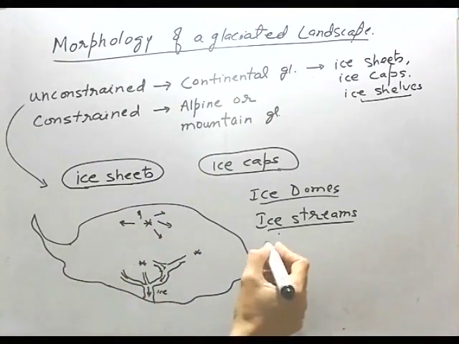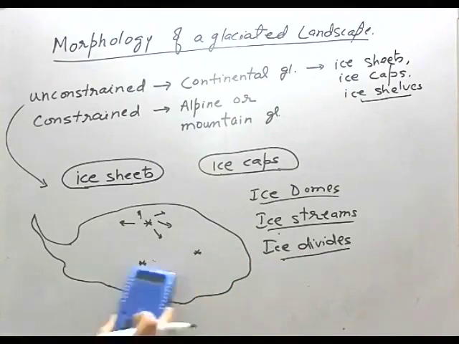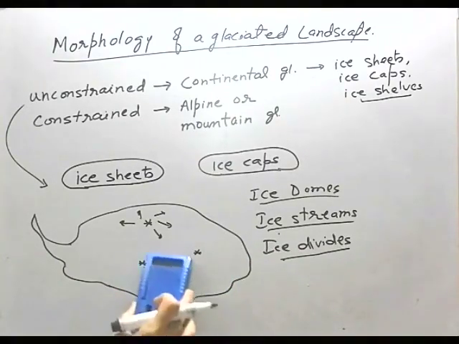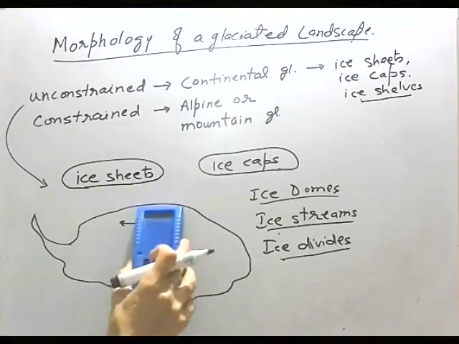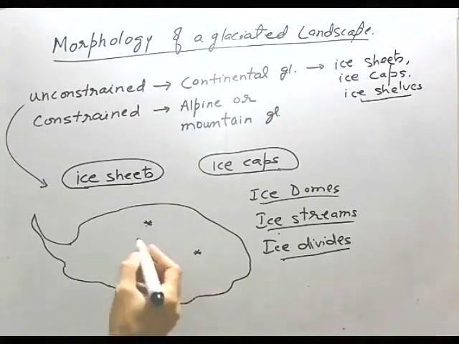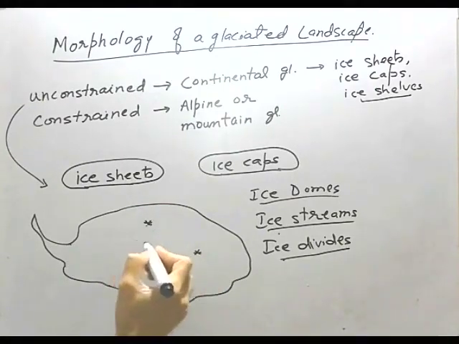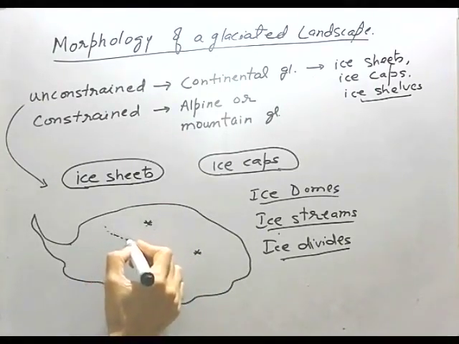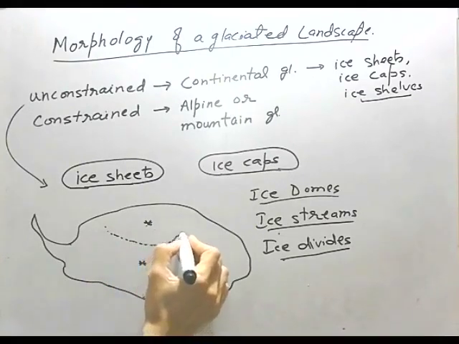Then there are ice divides. So just as we have divides between different fluvial basins, similarly we have divides between the different ice sheds. So just as we have watersheds, we can have ice sheds here. So this can be the domain of this particular, something like this.